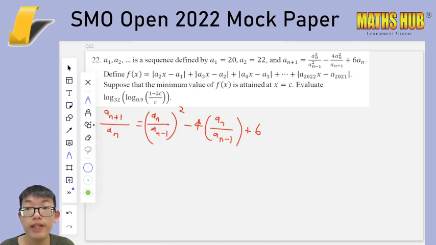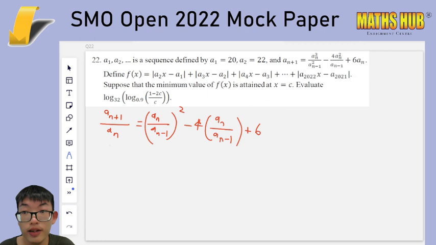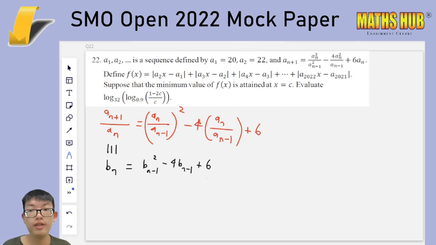So I'll let it be bn, and bn is now defined by bn minus 1 squared minus 4bn minus 1 plus 6. And of course, the value of b1 is 1.1.